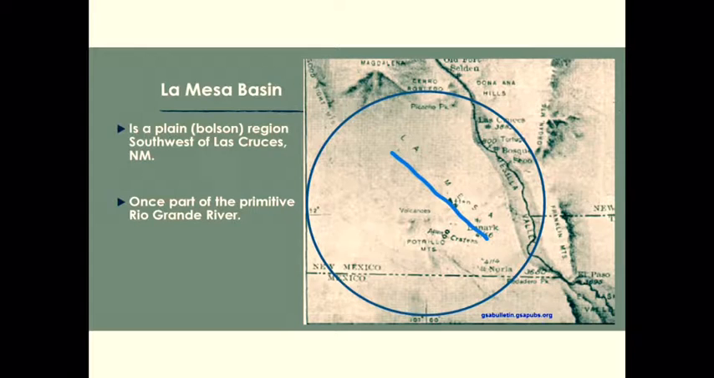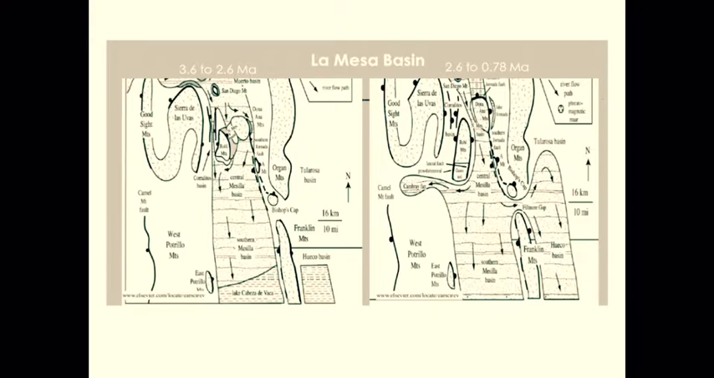This basin was once part of the primitive Rio Grande before the river made its shift towards the east. As you can see in this illustration, the Rio Grande River once flowed through La Mesa Basin and drained into Lake Cabeza de Vaca before making its shift towards the east. This explains the river sediments found throughout La Mesa.